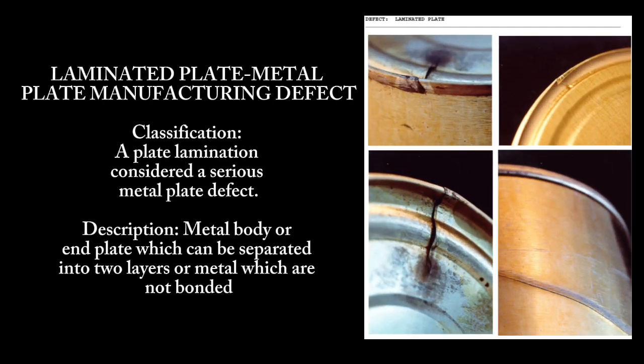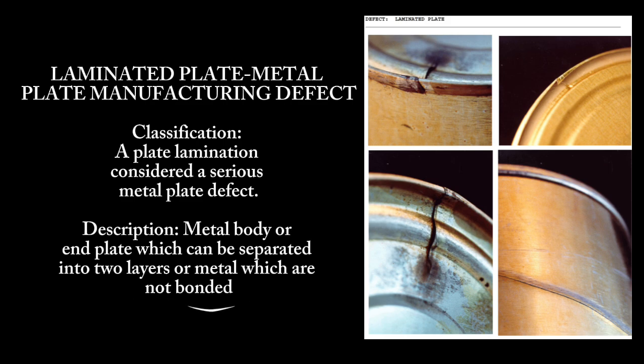First is laminated plate under metal plate manufacturing defects. A laminated plate is a serious defect found in metal plates, especially those used for making cans or container ends. This defect occurs when the plate contains internal layers or folds that were not properly bonded during the manufacturing process. As a result, the metal plate can split into two or more thin layers.